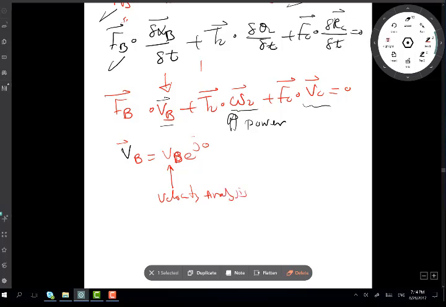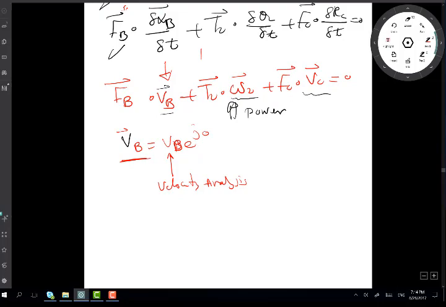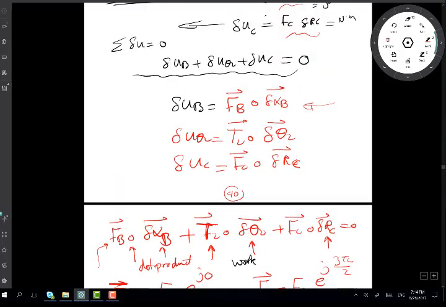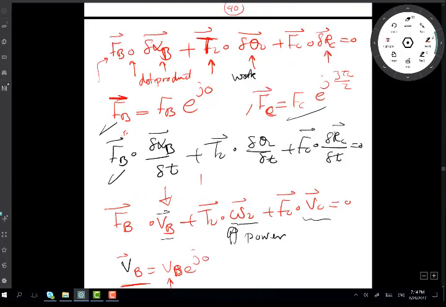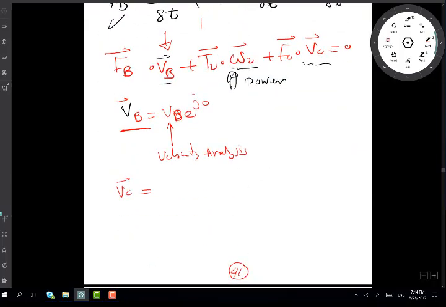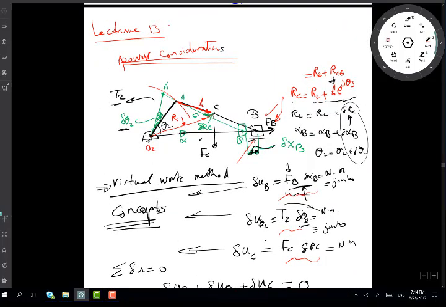I'll check whatever expression I get from the velocity analysis to get me VB, and it can be positive or negative, whatever one you calculate. And VC is the same. VC, the velocity of this point here, we can get by differentiating this expression.